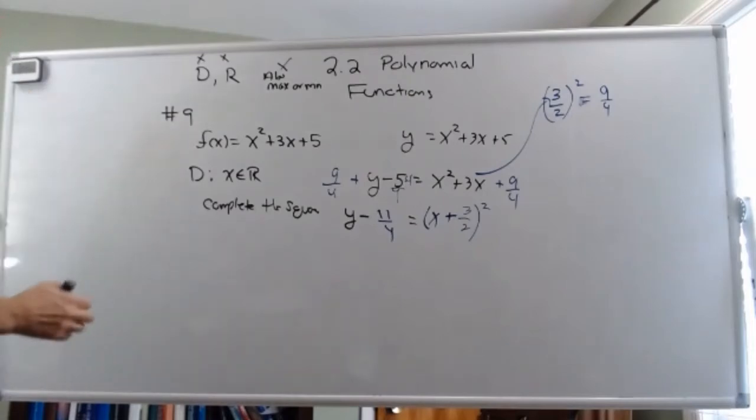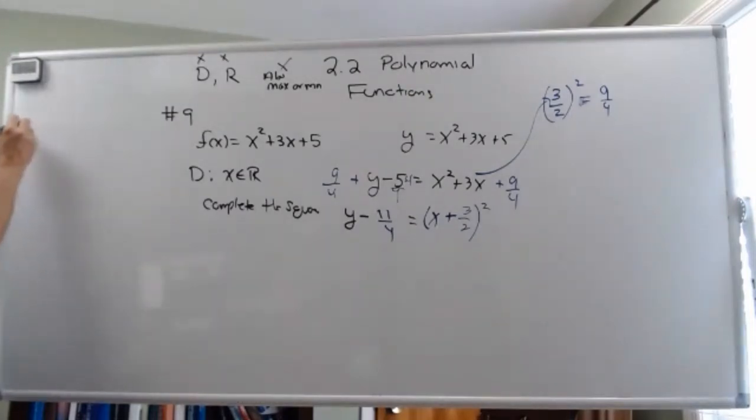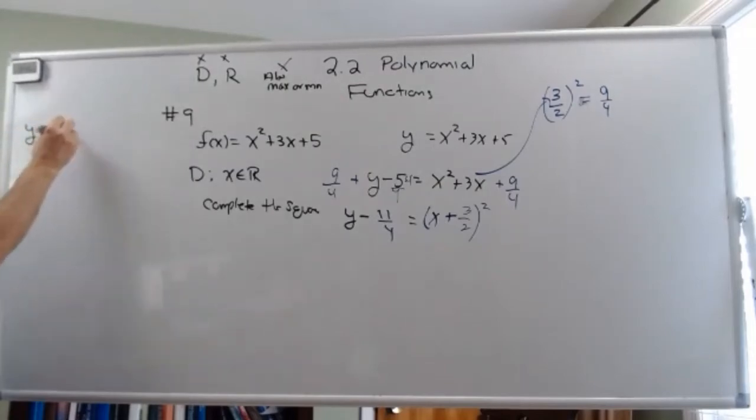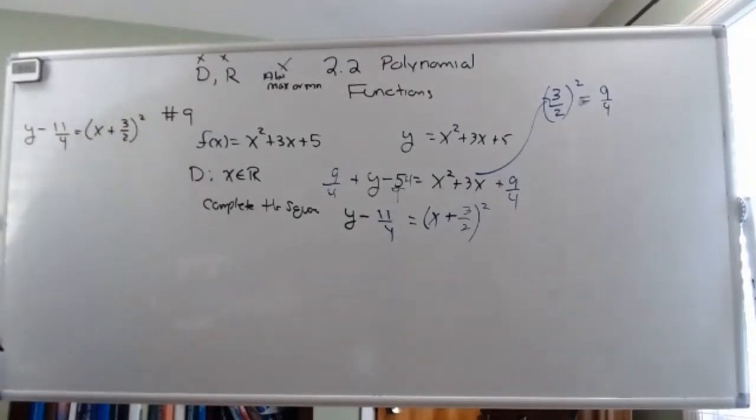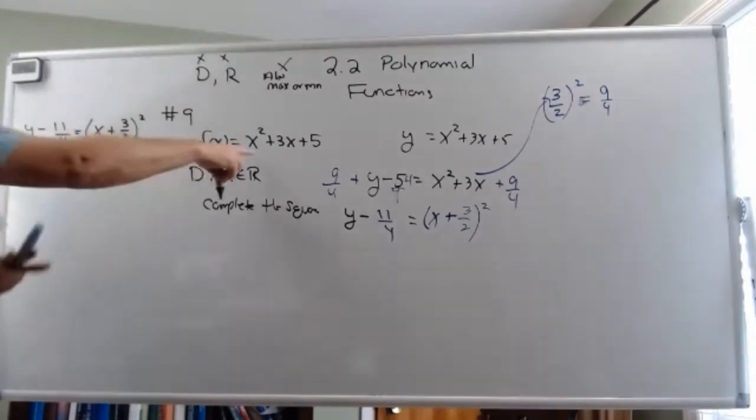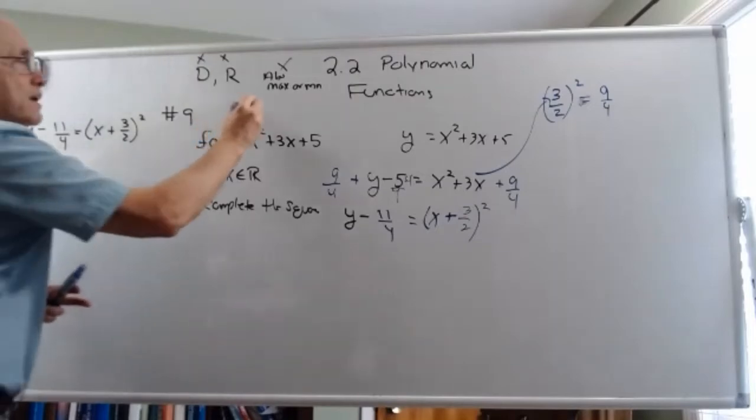Okay, so let's put that on the side over here. This is my final form that I'm going to be dealing with: y minus 11 quarters is equal to (x plus 3 halves) quantity squared. Now, we can get a sense for what this parabola is. With all these quadratics, the graph is always a parabola. And since the coefficient in front of the square term is positive, it opens upwards.